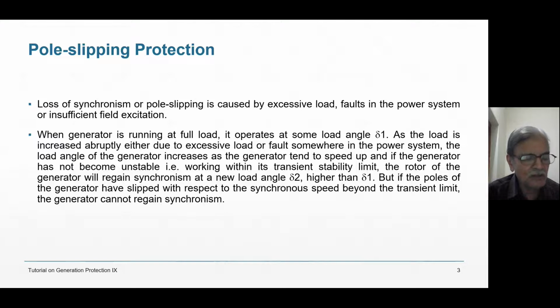As in generator protection 8, in 9 this pole slipping is also very complex. And many blackouts are seen. Cascaded tripping and tripping of a large area, power loss in a large area, is found due to pole slipping. So pole slipping protection is very important.